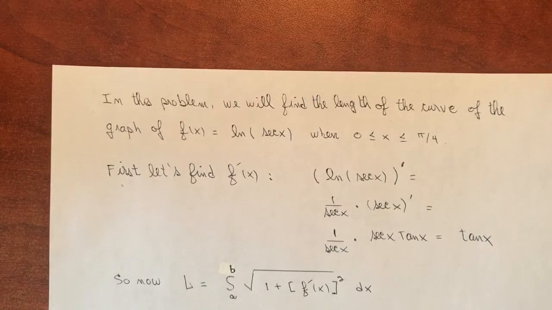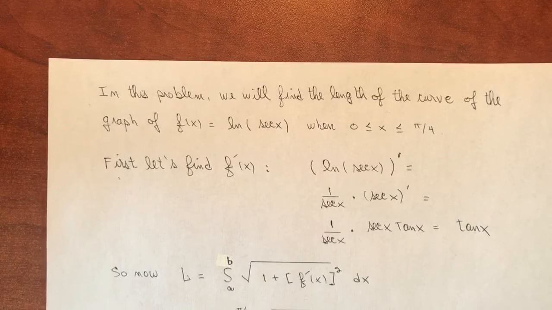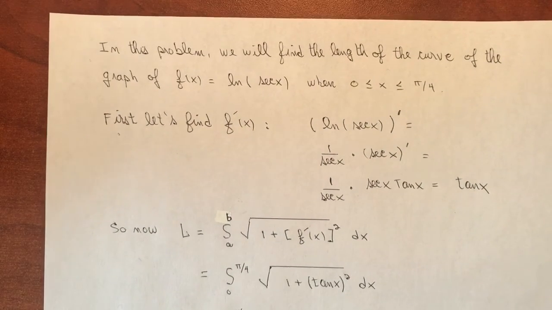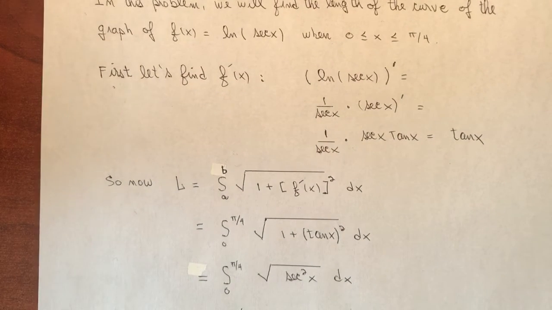So the length of the curve is actually equal to, general formula, the integral from a to b of the root of 1 plus f prime of x squared dx. We just figured out that our f prime was actually tangent. So the inside of the root is 1 plus tangent squared. The bounds are 0 to pi over 4, and it's a dx integral. But of course, we'll remember the formula that 1 plus tan squared is, yes, you got it right, secant squared.